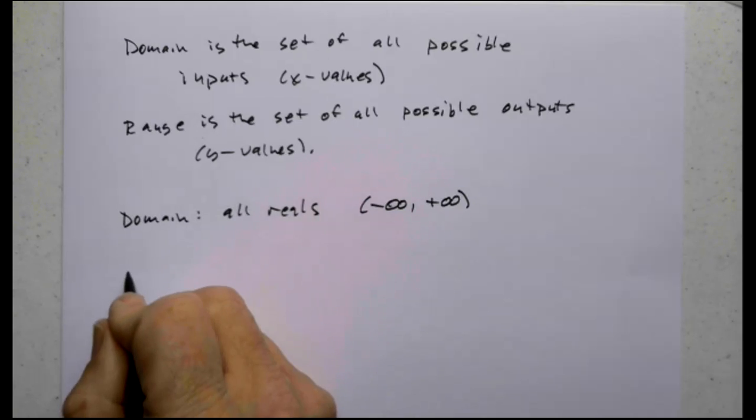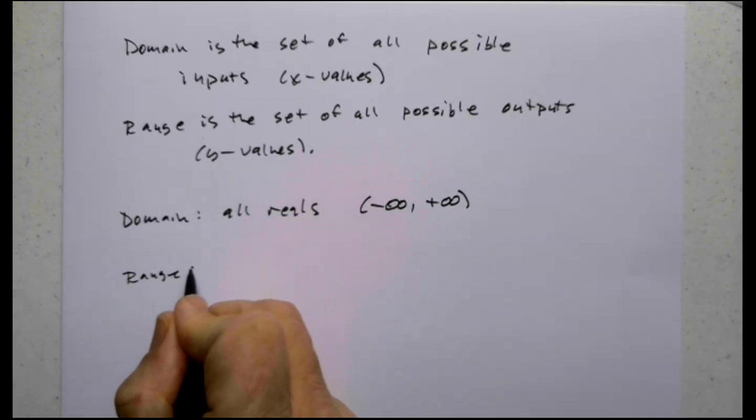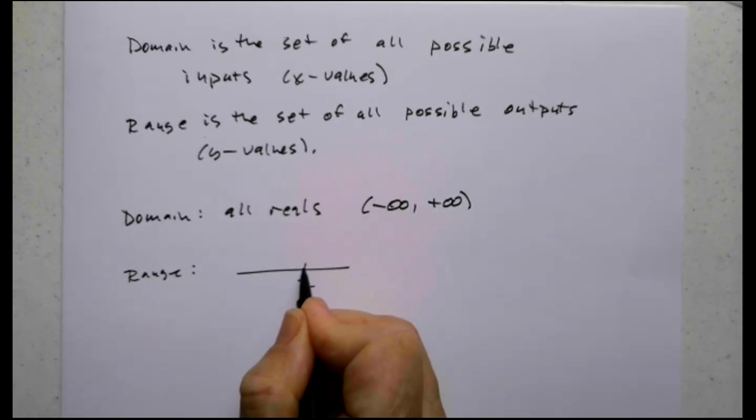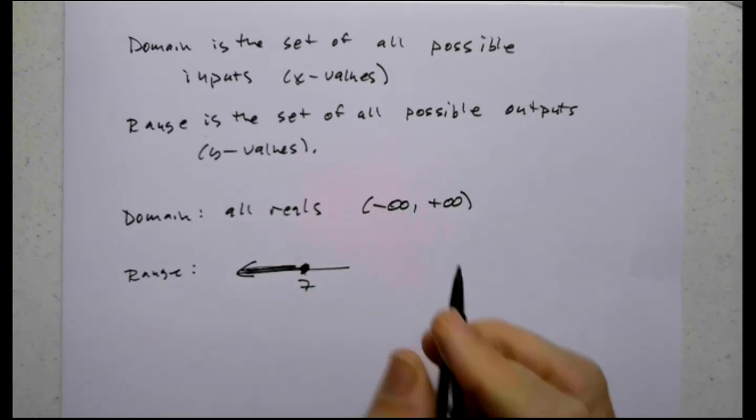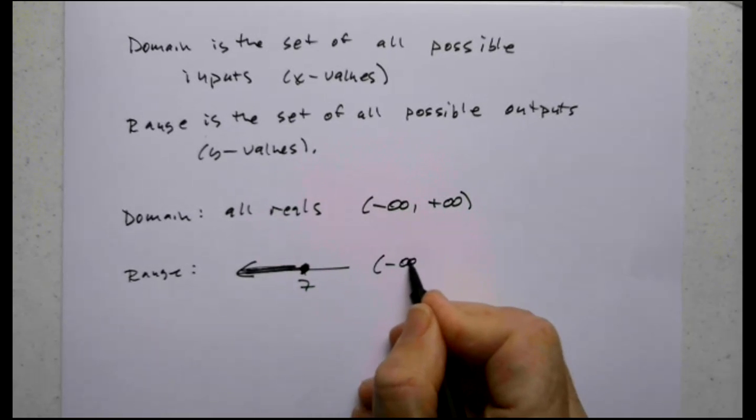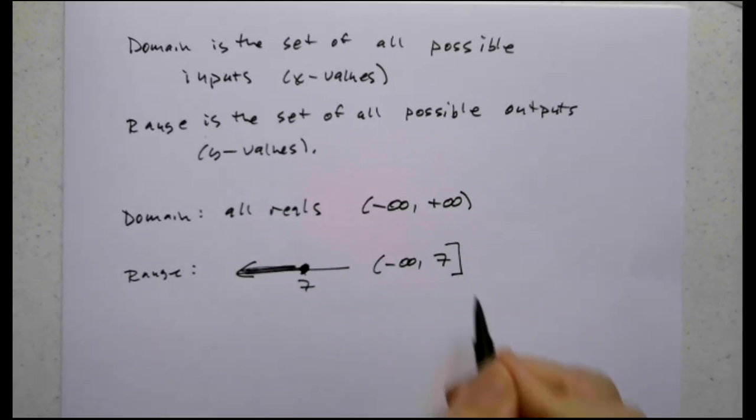So I can think of it this way for the range. Right? 7 is as high as it gets. And then it goes as far that way as we want. So in interval notation, that would be minus infinity to 7 with a square bracket because it actually gets to 7.